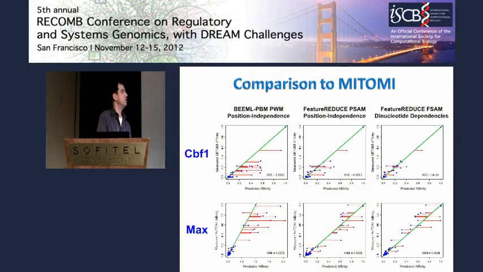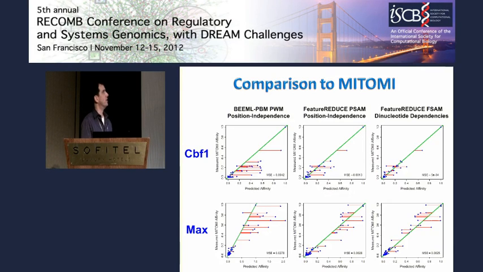Now, one thing we needed to do was assess the performance of the FeatureREDUCE models. And to do that, we used the measured MITOMI KDs. And again, for CBF1 and MAX, for each one of these plots, we are comparing the predicted affinity using the PBM data to the actual measured MITOMI KDs for roughly 350 different binding sites.